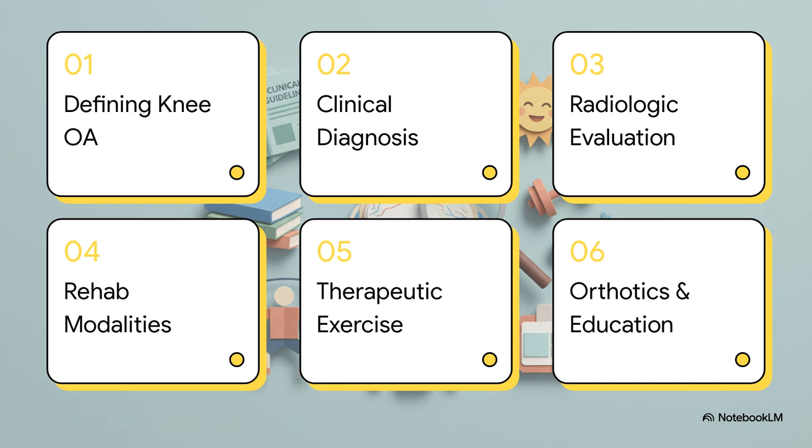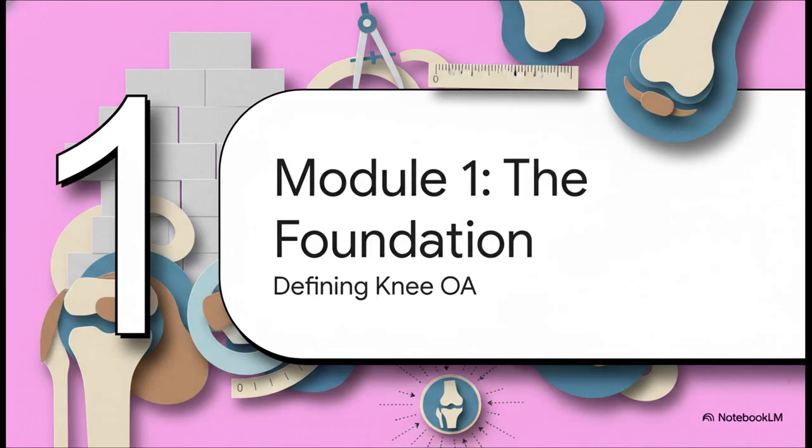Okay, here's our game plan. We've got 6 key areas we're going to hit. We'll start with the basics of what knee OA actually is, then we'll get deep into diagnosis, both clinical and radiologic, and finally, we'll wrap up with the really practical stuff: rehab, exercise, and patient education. It's all designed to build a solid framework for you. Okay, let's kick things off with Module 1, the foundation.